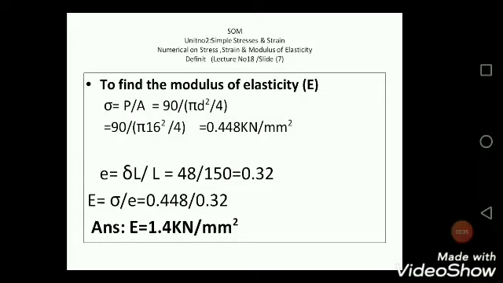Now we have to find modulus of elasticity, which is equal to stress divided by strain, that is sigma divided by small e, which is 0.448 divided by 0.32. We get E is equal to 1.4 kilonewton per mm square.